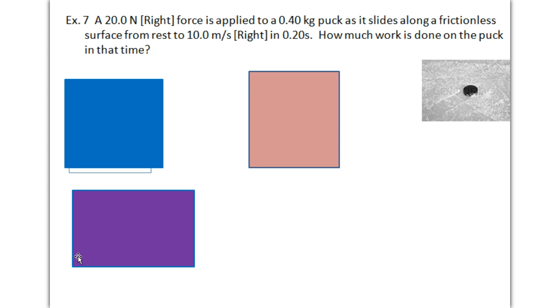Okay, in the next example here, we have a 20 newton force that's applied to a hockey puck as it slides along a frictionless surface from rest to 10 meters per second. And it does this in 0.2 seconds. So here's our hockey puck. Force is applied to the right. It's 20 newtons. We know the mass of the puck.